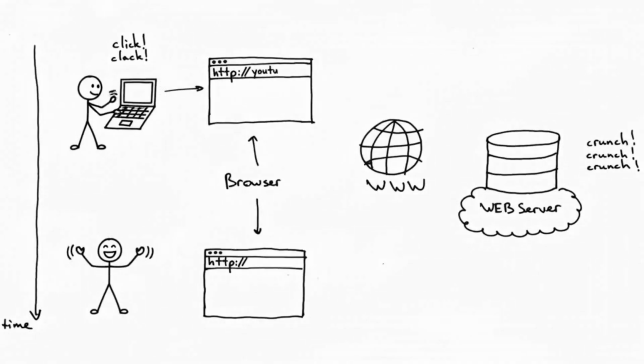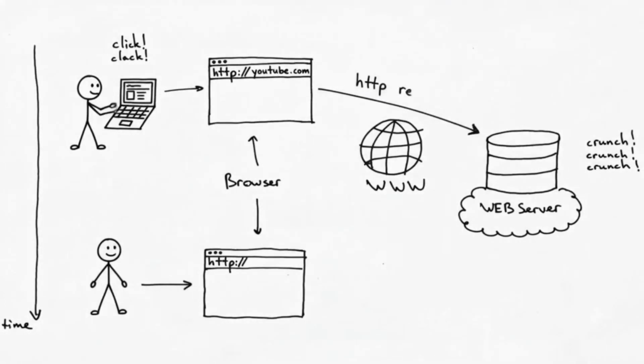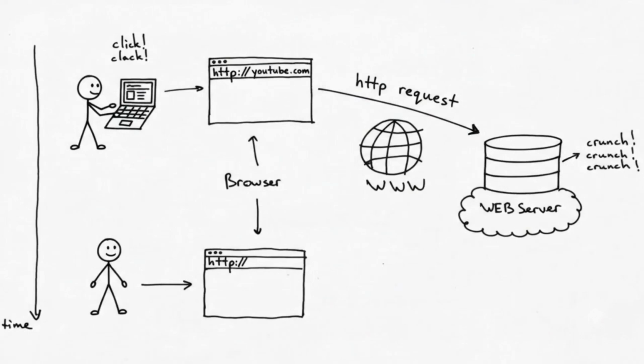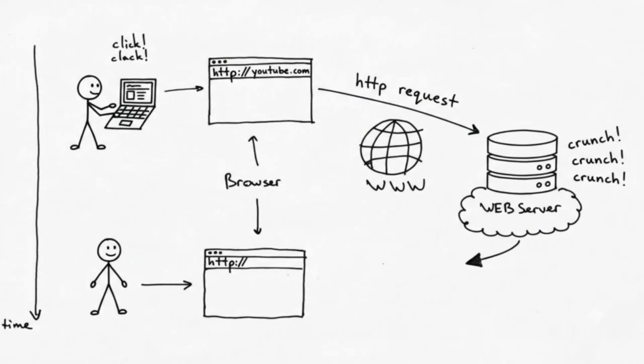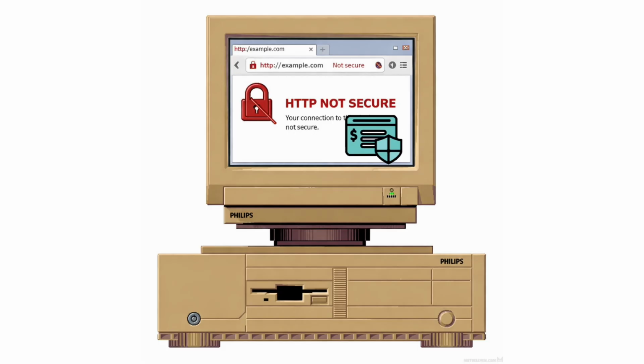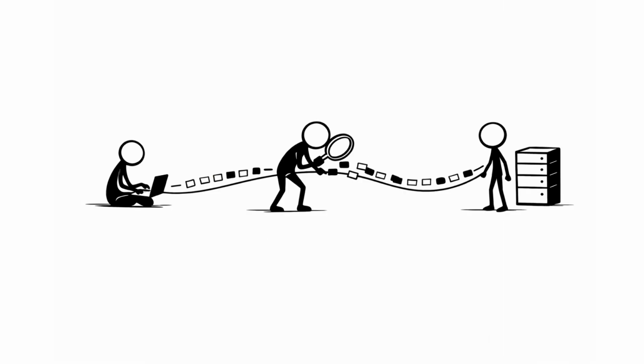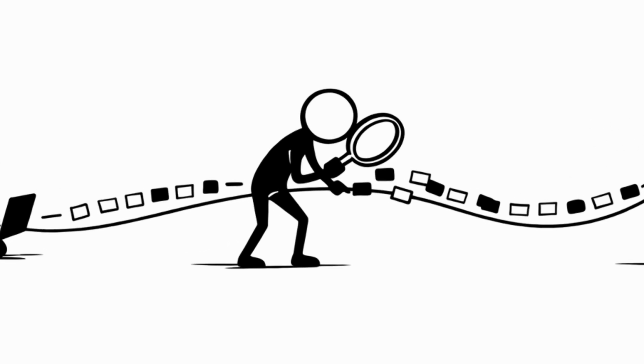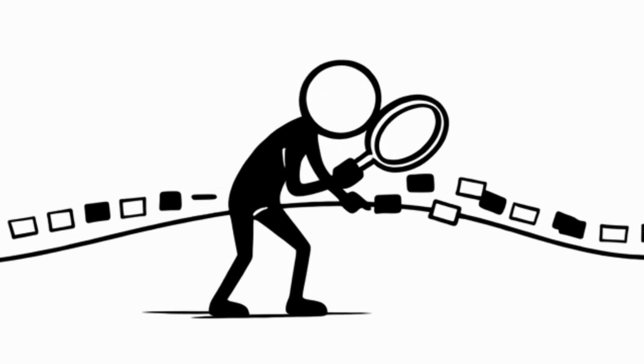When you type a website address like youtube.com, the browser sends a request to the server using HTTP. The server responds with a response containing the page. Now, the problem: HTTP doesn't encrypt the data. This means anyone on the path between you and the server can see what's being sent.